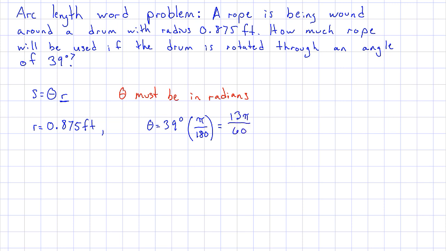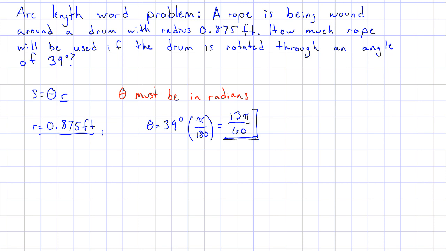I do recommend that you keep it in exact form for now, because often if you use a decimal approximation, you introduce a rounding error, and then sometimes your final answer will be incorrect because of that rounding error. So I strongly recommend that you leave it as 13 pi over 60 for now and don't do the rounding until the very end. So I have theta in radians, and I have r, the radius, in feet.